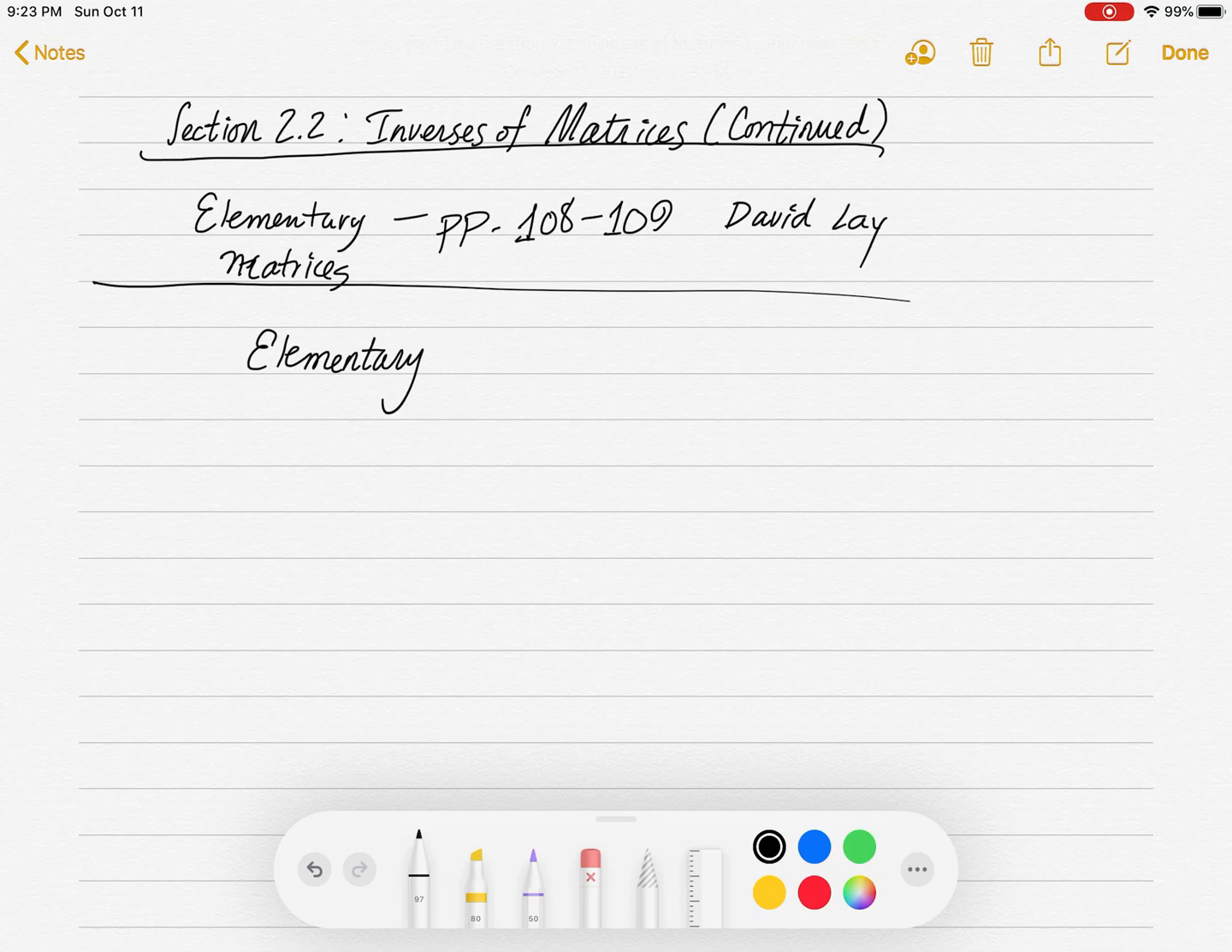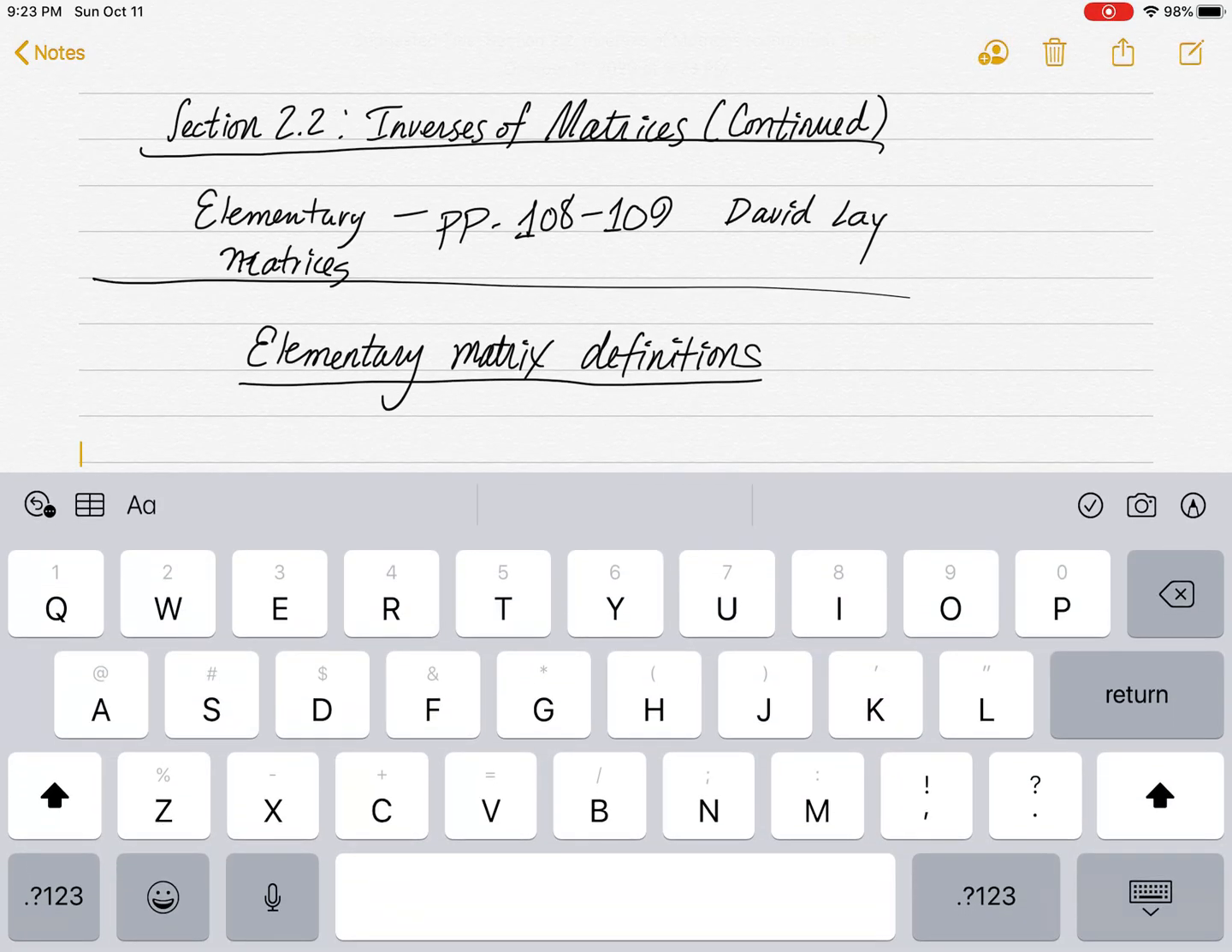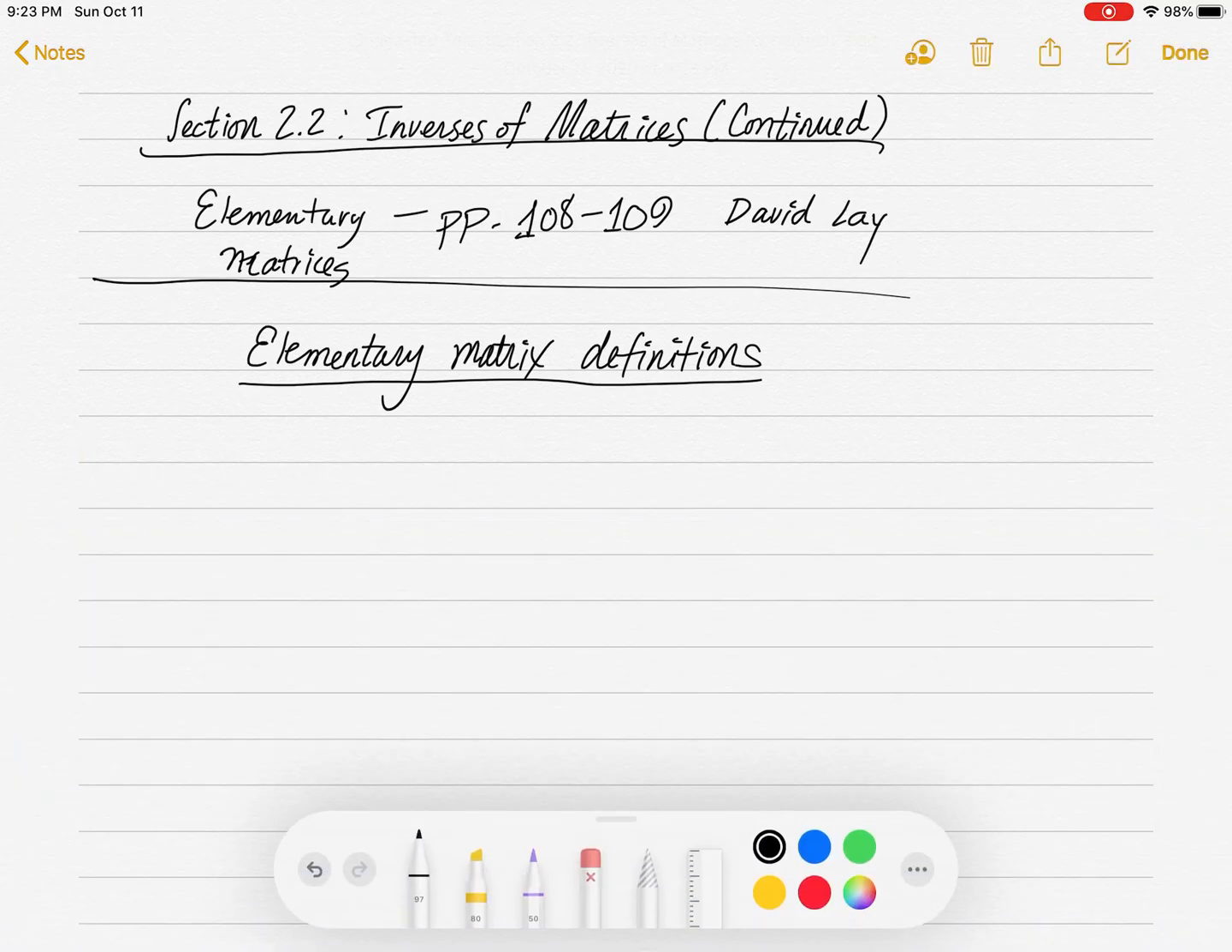So what we want to do is go into detail about these things and give some definitions. We want to define 3 types of elementary matrices. So elementary matrix definitions is what we're going to introduce. There are going to be 3 types.